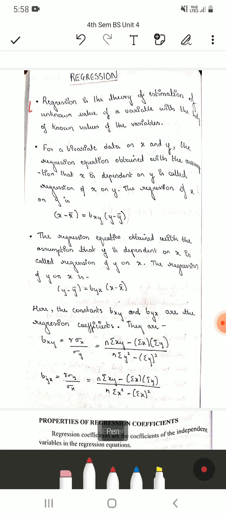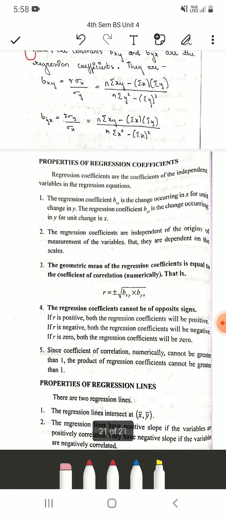So now here the important thing to remember is what is the meaning of regression, the definition of the regression, and what is the regression of x on y, the equation, and the regression equation of y on x, and what are the formula for regression coefficients. So here bxy and byx are the regression coefficients. So now we'll see the properties of regression coefficients.